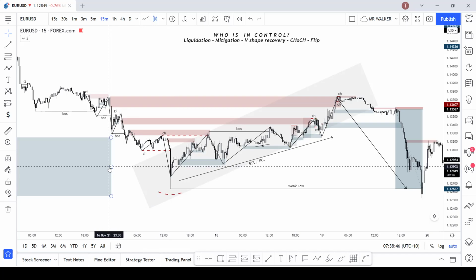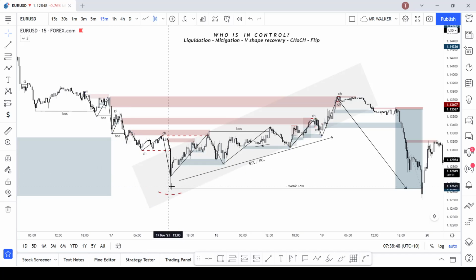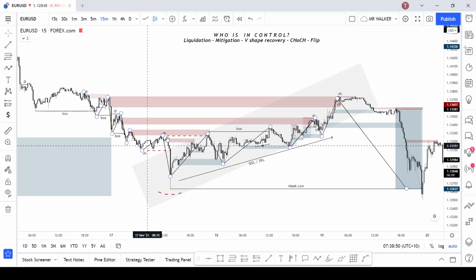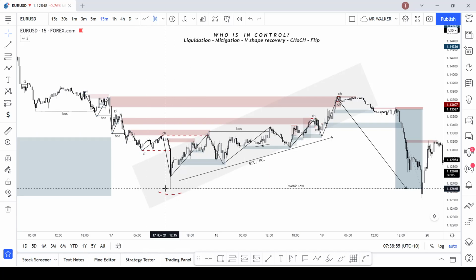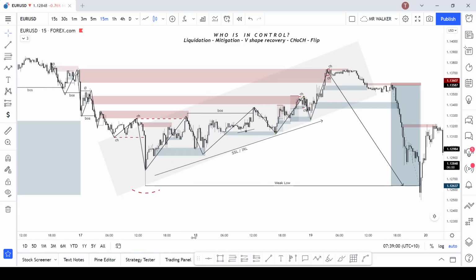But then, since we tap into the daily zone and reject pretty aggressively, we have a 15-minute change of character, which is a first indication for me that we might now receive some bullish price action. And this is actually where the pullback stage started. So as you can see, we then respect the demand and the supply fails in here.